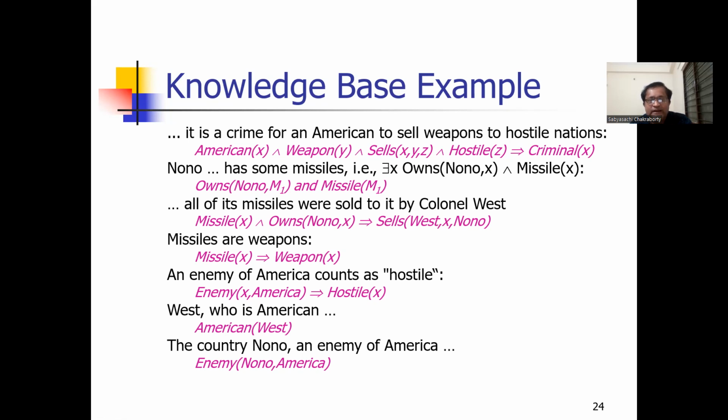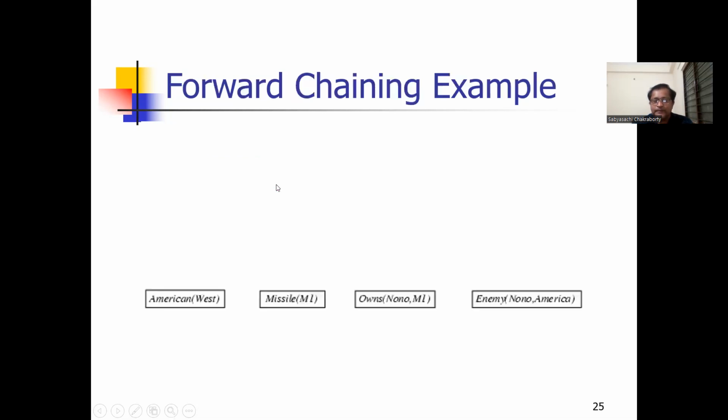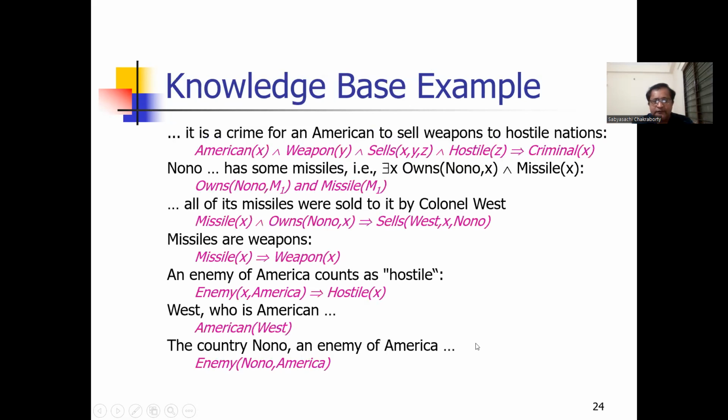Okay. For at least one X is M1. M1 means for at least one X. There can be M2, there can be M3, there can be M4, but M1 is an example of at least one X. We assume that M1 is an X. So Nono owns M1. That is also true. Nono is an enemy of America. So we have the enemy function. That is also a known fact.